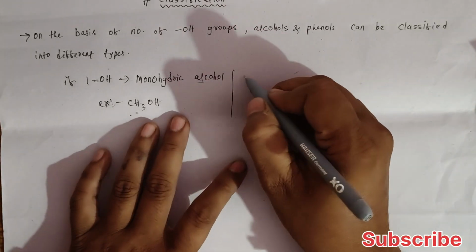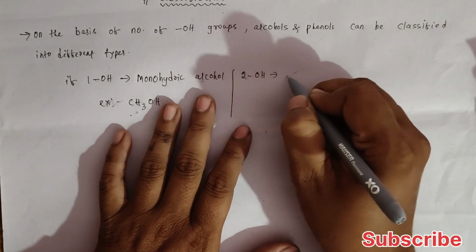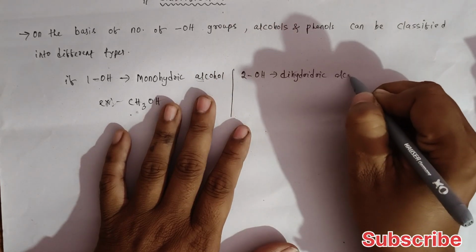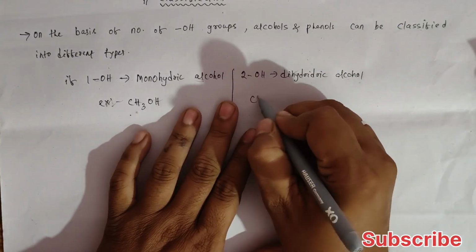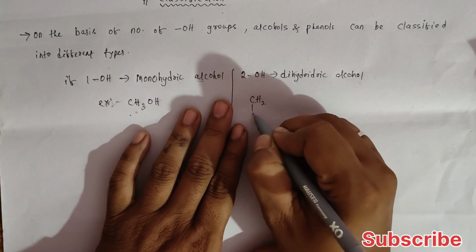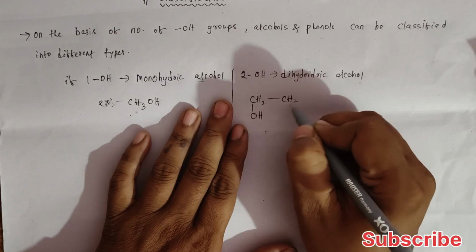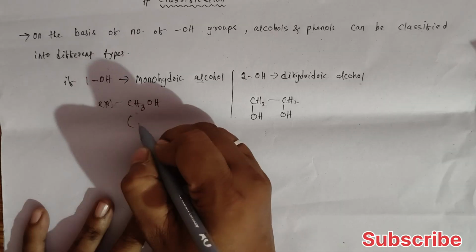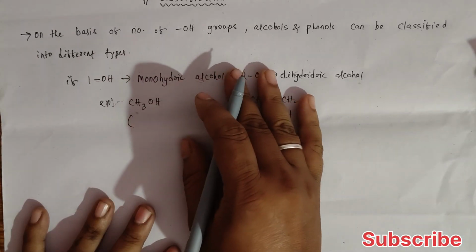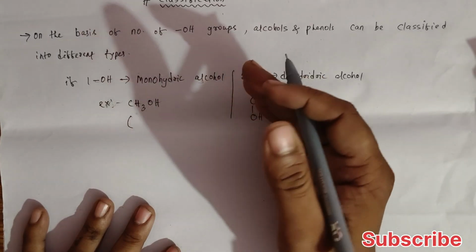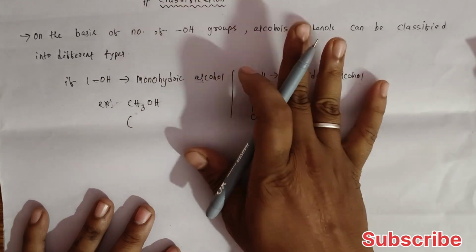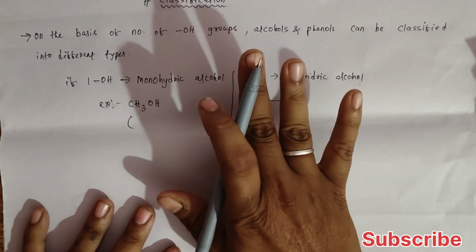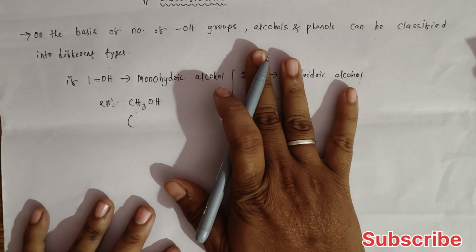Like this, if two OH groups are present, then it is called a dihydric alcohol. Clear? Example, CH2OH and another CH2OH. So this is an example of a dihydric alcohol. Let us write its name. In our next class I will explain the nomenclature of alcohols and phenols. In this class we will only study the classification of alcohols and phenols.